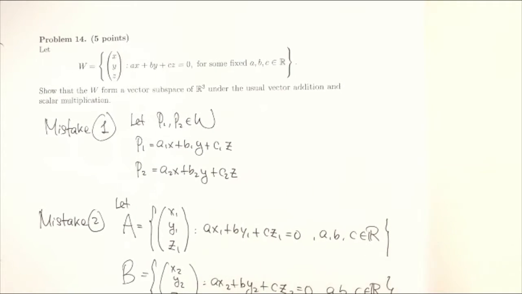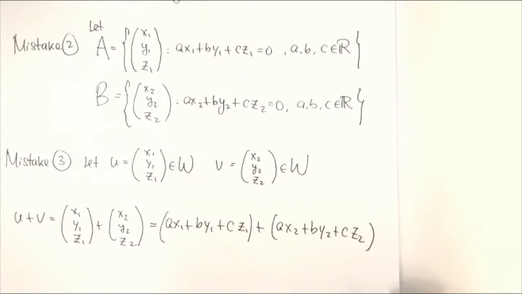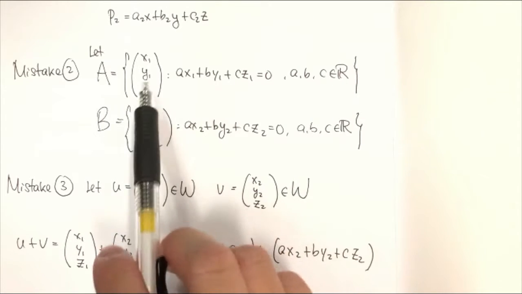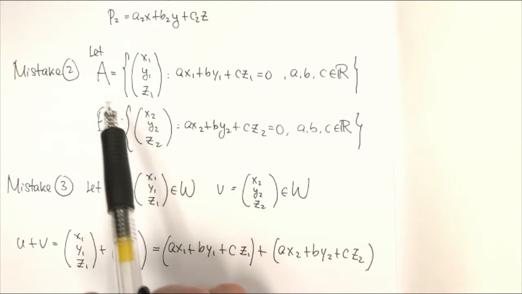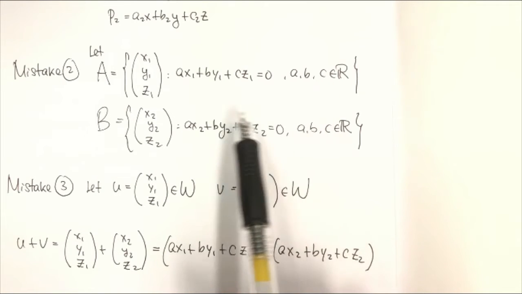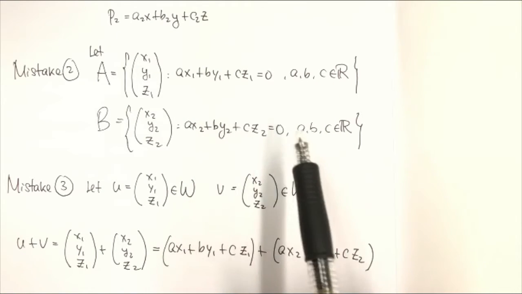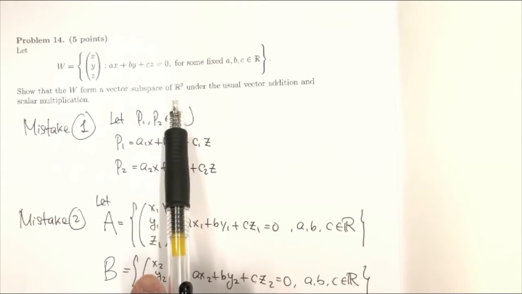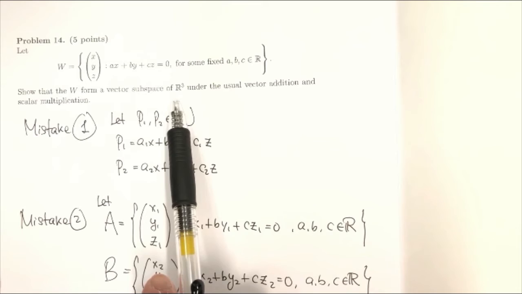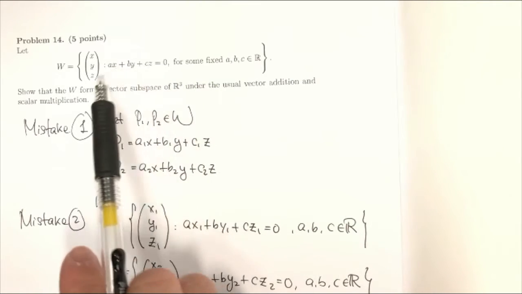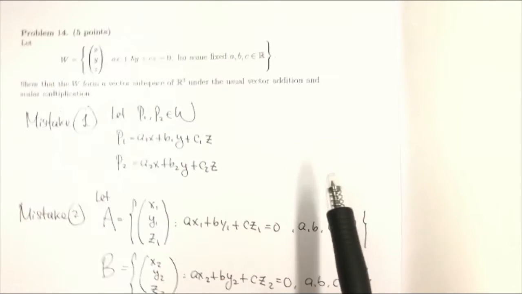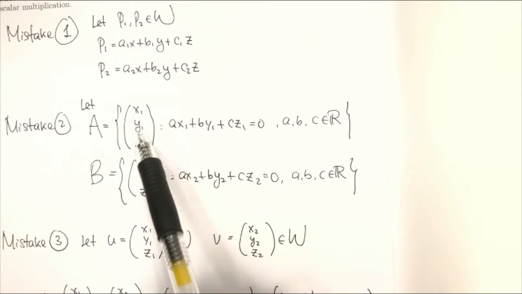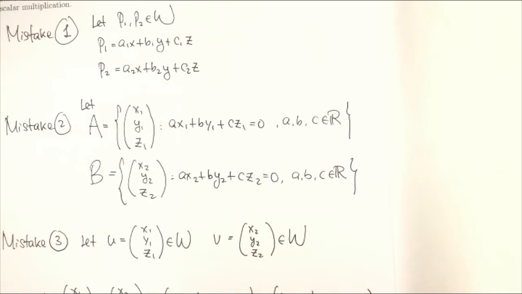Speaking of not making sense, you can see that some students pick the entire set and try to add them together. We never take the entire set and try to add them together. We are looking at the elements of the set. By the way, we are supposed to show that W is a subset of R3. So what does R3 look like? The elements in R3 are the 3 by 1 column vectors. The elements of R3 are not sets which consist of 3 by 1 column vectors. So this is very problematic.